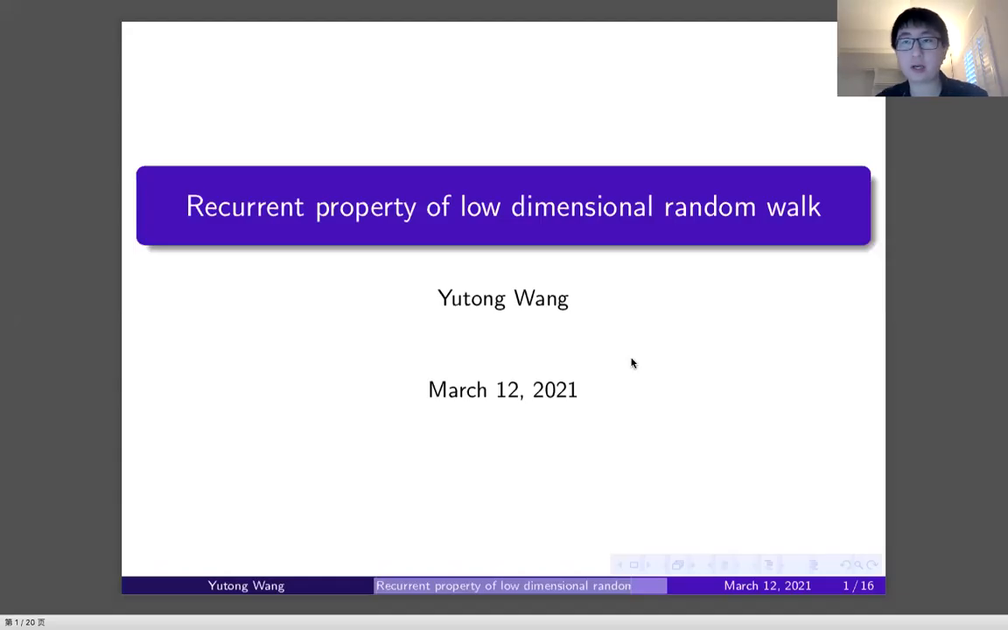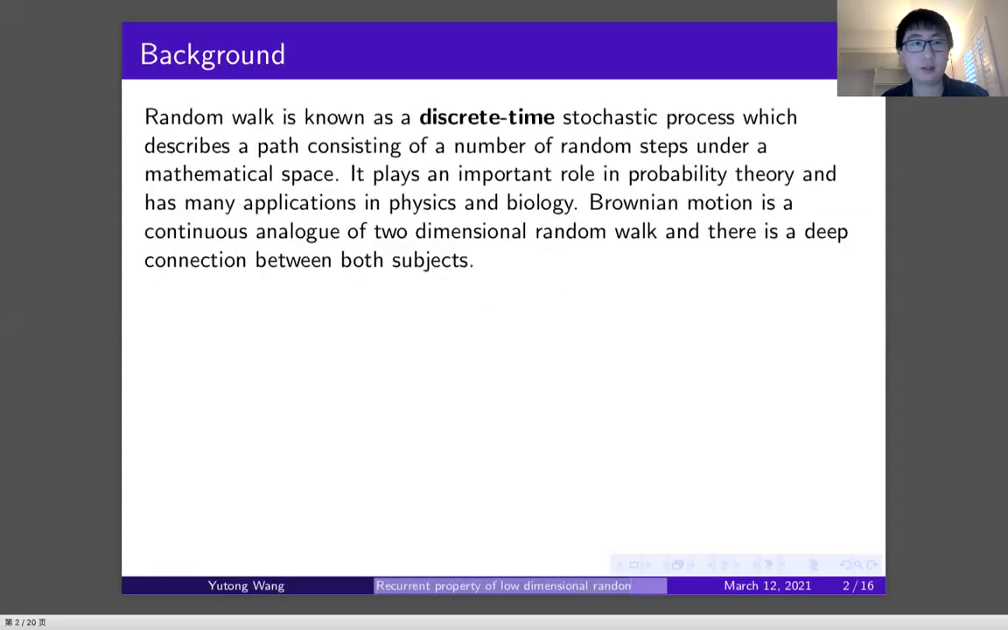In my presentation, I want to briefly talk about the random walk and use some practical applications or problems to induce the recurrent property and the transient property of random walk. The random walk is known as a discrete time stochastic process which describes a path consisting of a number of random steps in a mathematical space. It can be R^d or Z^d, where d is a dimension.